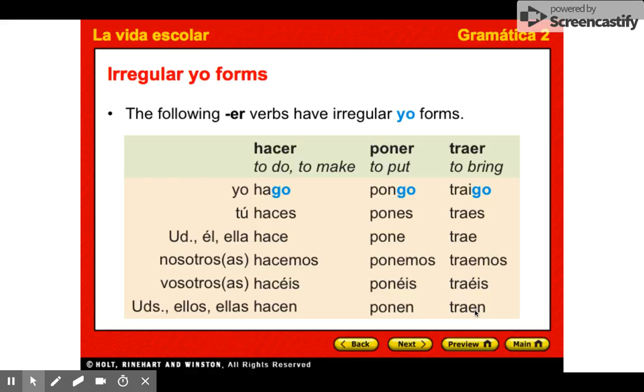Some people refer to these verbs as go-go verbs or yo-go or go-yo. I've heard all three of these, and that's because the yo form has a go in it instead of just an O.